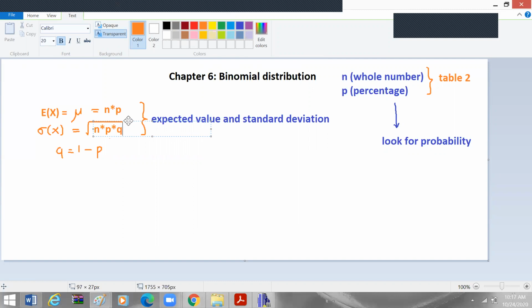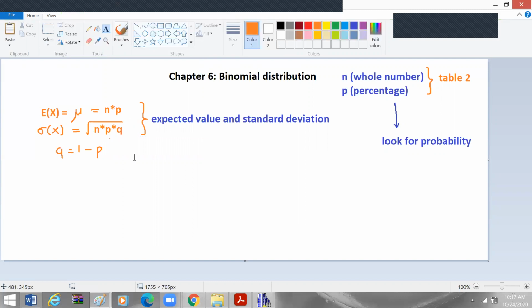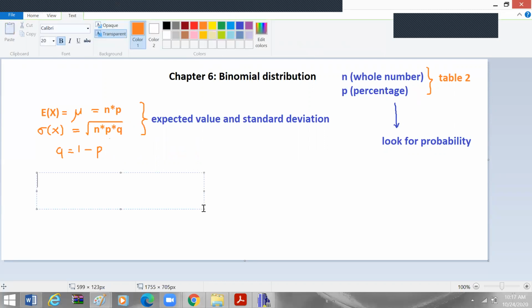And another thing that we need to work on would be the keywords. So what does it mean by no more than 2? Anyone? Not more than 2: 0, 1, 2. So 2 or less. Do we agree? What does it mean by less than 2 or fewer than 2?